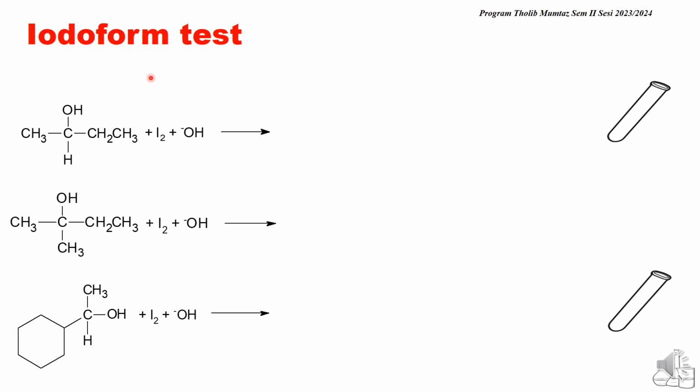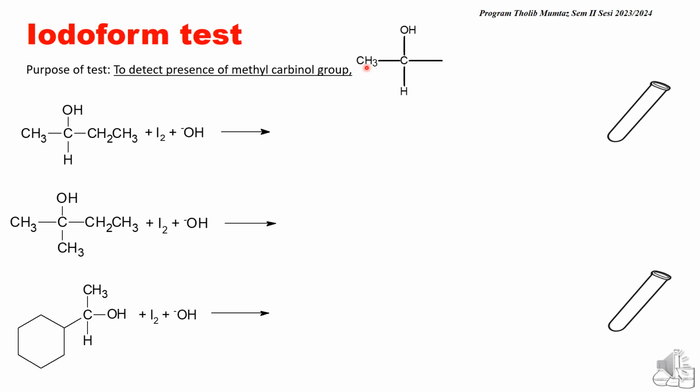Next test is called iodoform test. So this is iodoform test for alcohol. The presence of methyl carbinol is going to be detected. So what is the shape of methyl carbinol? CH3 CHOH. So the alpha carbon must have one hydrogen and one methyl.